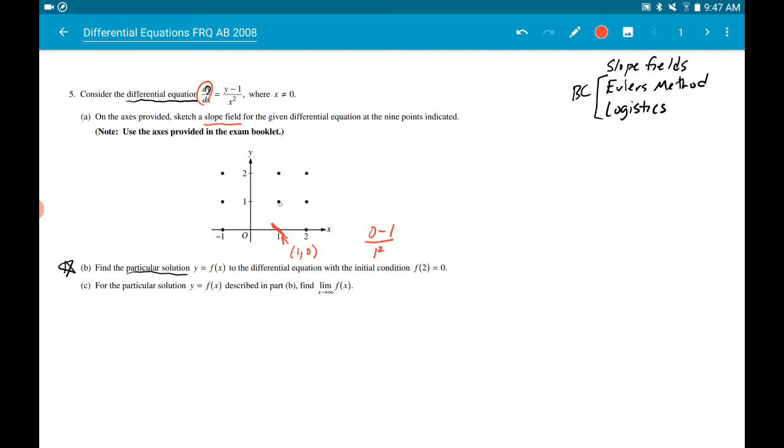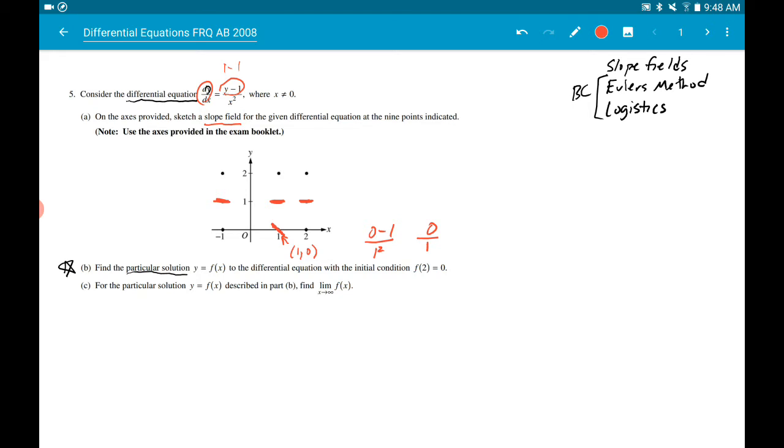If you're going to do it at the next point up at (1, 1), you'd have 1 minus 1 over 1 squared. You have a horizontal line. And sometimes, if you realize that anytime y is 1, the numerator is going to be 0, and so you'd actually have a bunch of horizontal lines. So that's kind of a strategy to do it quickly if you can look for those. I'll do one more point, but you can see that this kind of eats up time, and time is at a premium on this year's exam.